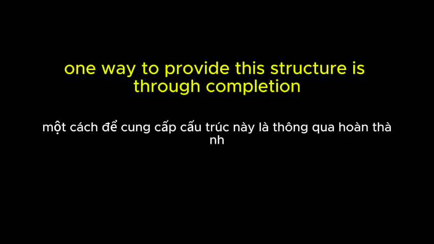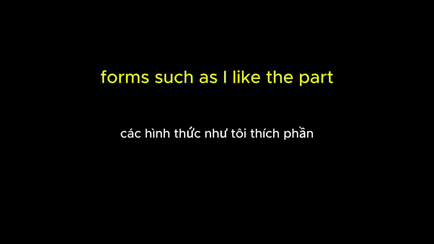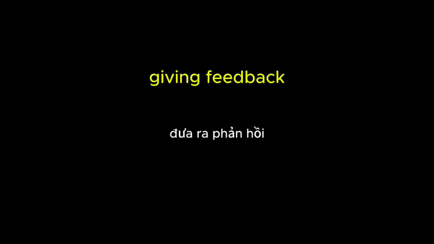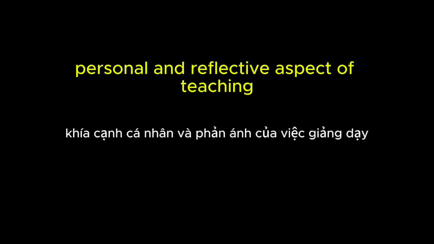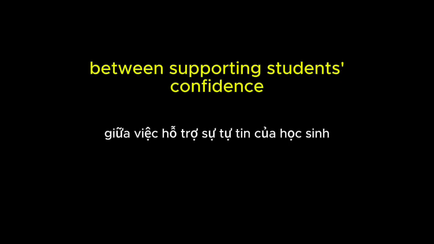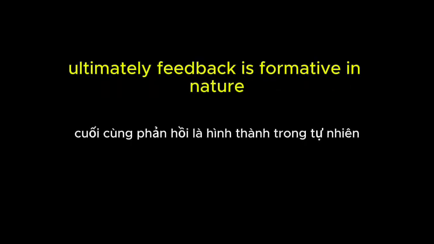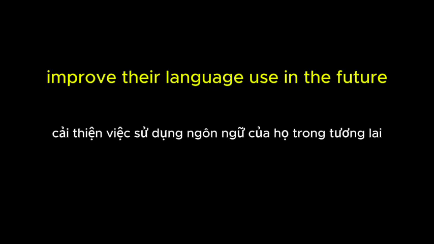One way to provide this structure is through completion forms, such as "I like the part," "安静你听," and "I'm not sure about." Giving feedback and correcting students is a sophisticated, personal, and reflective aspect of teaching. It requires a constant balance between supporting students' confidence and providing the necessary intervention to reshape their interlanguage. Ultimately, feedback is formative in nature. Its purpose is to help students improve their language use in the future.